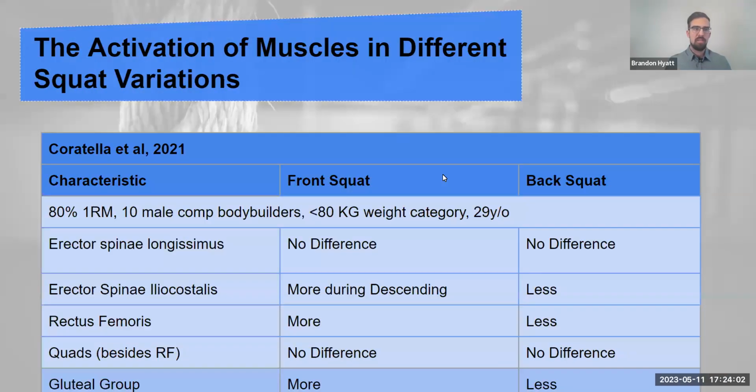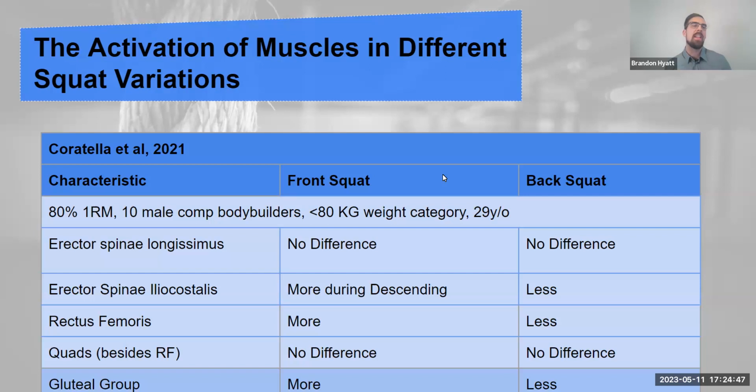So moving forward, from Cortella et al. in 2021, this is looking at the activation of muscles in different squat variations. You can see there's some different metrics that they looked at this time. They looked at the spinal erectors. They looked specifically at not just quads in general, but rectus femoris, as well as the vastus muscles. And they found that for the rectus femoris, there actually was more for the front squat. So it's like, okay, that makes sense. We kind of heard about that before. You get more quads in the front squat. We look at the group, though, they're very well trained. They're competitive bodybuilders. So we have to take that into consideration. And there's a little more glutes as well.